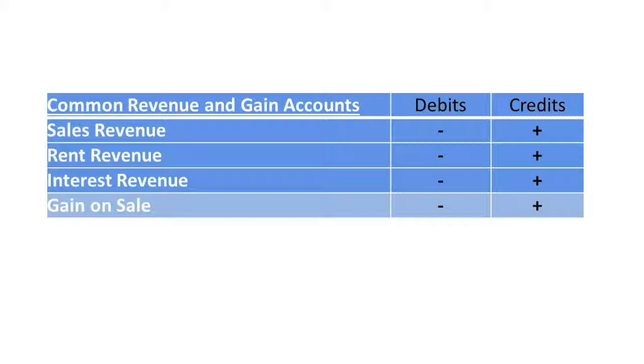These are common revenue and gain accounts. Sales revenue, rent revenue, interest revenue, gain on sale. They are all increased with credits, and therefore equity would increase if you credit these.